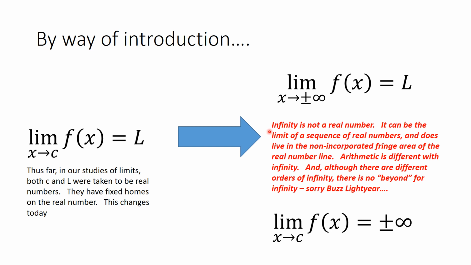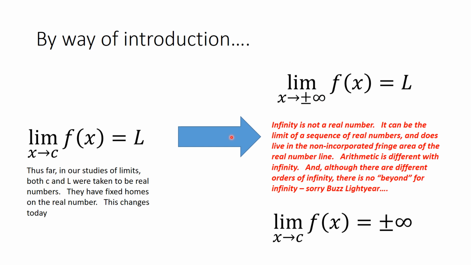It's important that you know that infinity is not a real number. It can be the limit of a sequence of real numbers and does not live on the real number line but in the non-incorporated fringe area of the real number line. Arithmetic is different with infinity. And although there are different orders of infinity in higher level math, there is no beyond for infinity. Sorry, Buzz Lightyear.